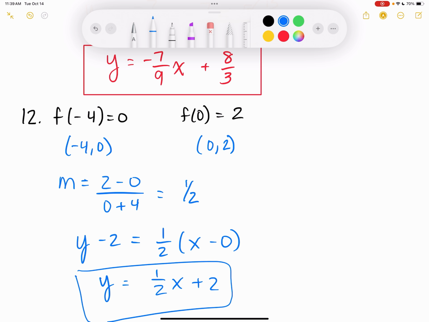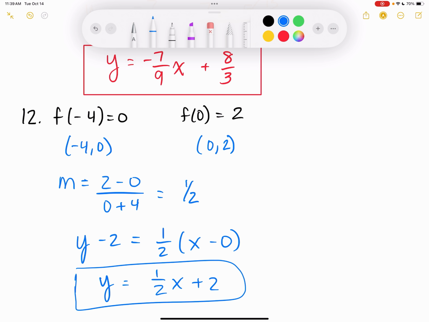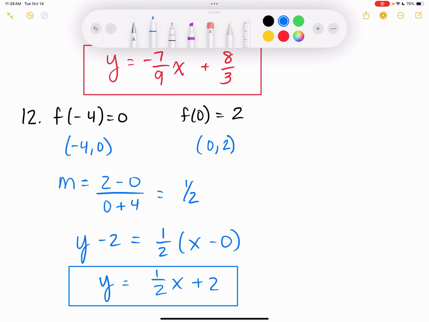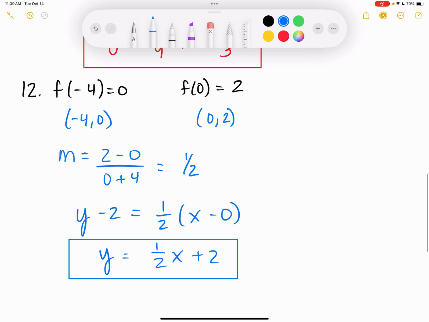Could you do the same thing by just plugging it into slope intercept, y equals mx plus b? Because we don't know what b is, you just solve for b. That's way harder. I'm telling you, going forward, you're going to need point slope form, like for calculus and everything else.